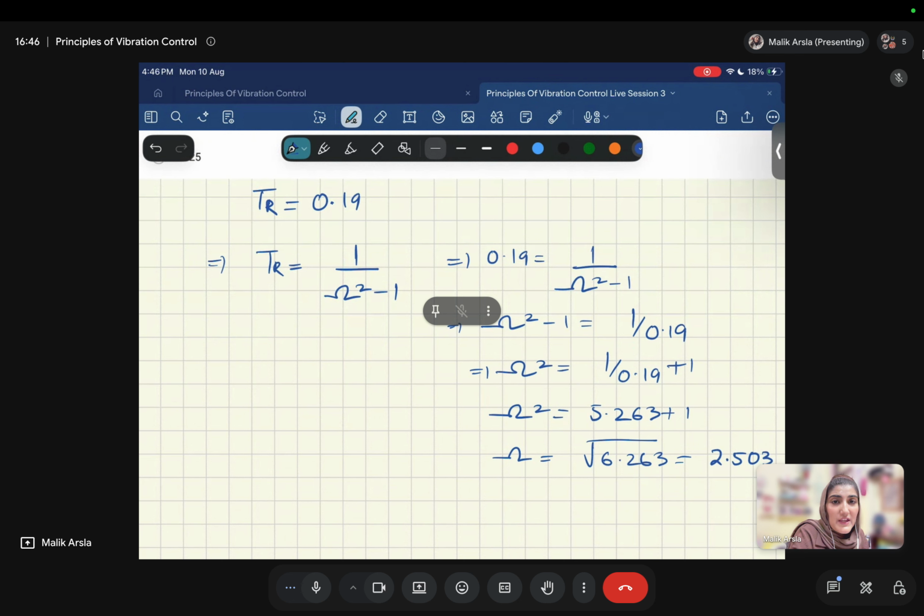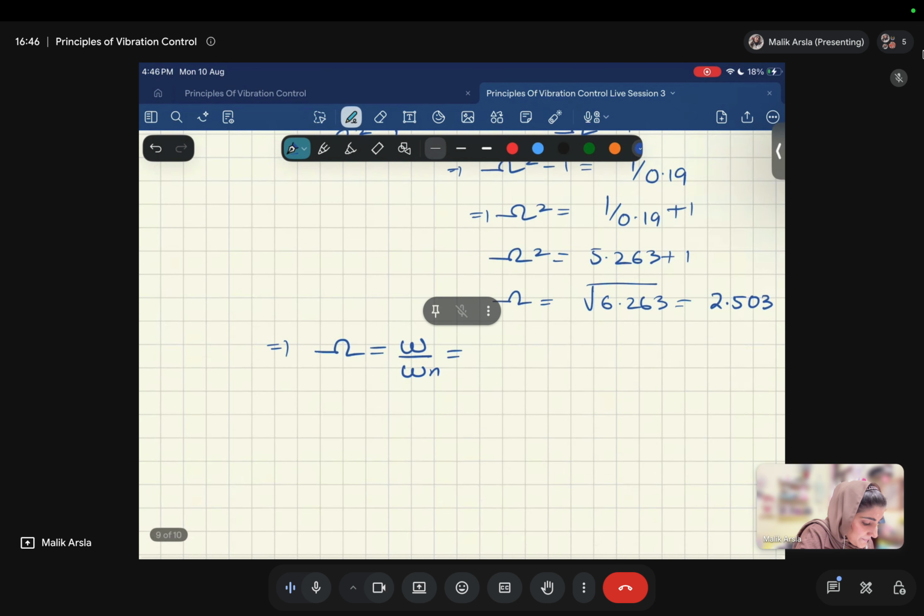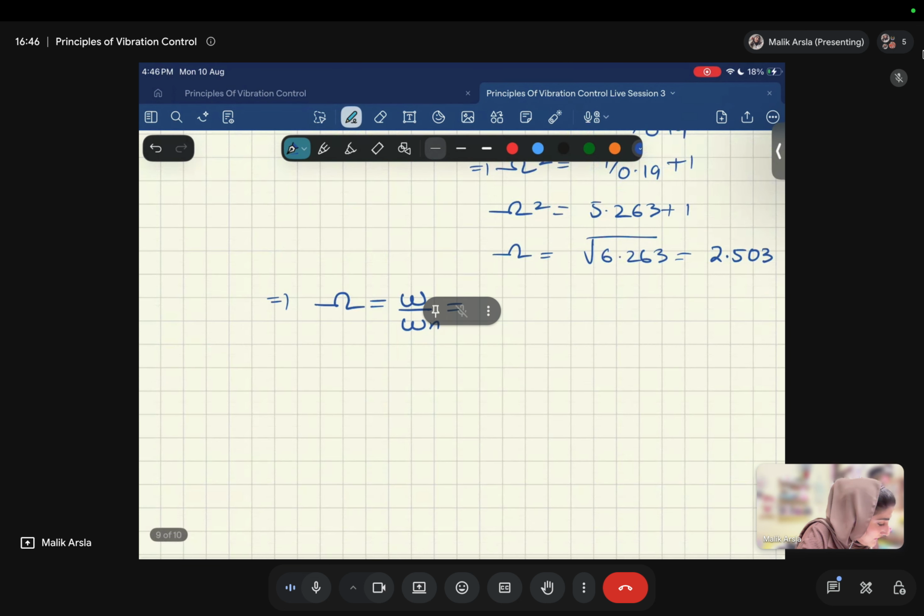Now from here we can easily find the natural frequency. Why? Because we know that omega is equal to excitation frequency upon natural frequency, and our excitation frequency is given as 1000 rpm. So we can simply write it as 1000 into 2 pi upon 60, right? Basic conversion.